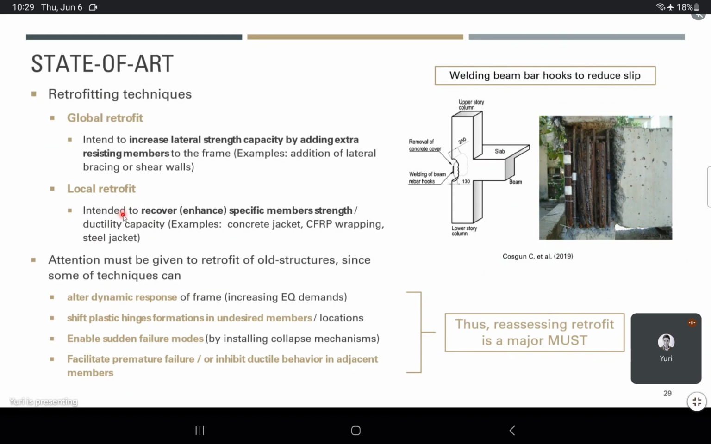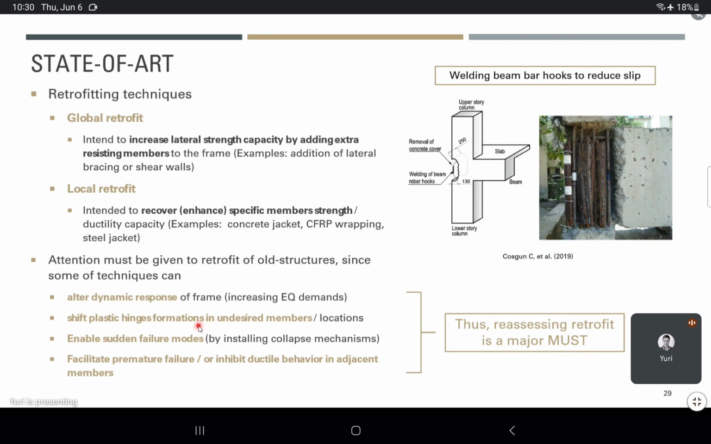Okay. And some of these interventions, we have to be really careful with, when we're dealing with seismic performance. Why? Some of these retrofittings can alter the dynamic response of the frame. So if we increase exaggeratedly the section's capacity, we will increase stiffness, and we also will increase building mass. In other words, we're going to change the loading demands. Okay. Also, these local retrofits can shift plastic hinge formations to undesired members.